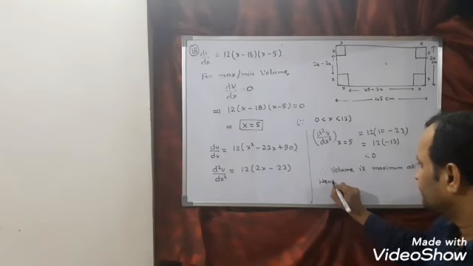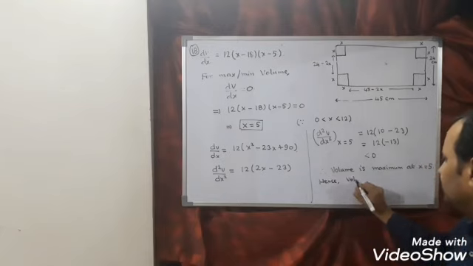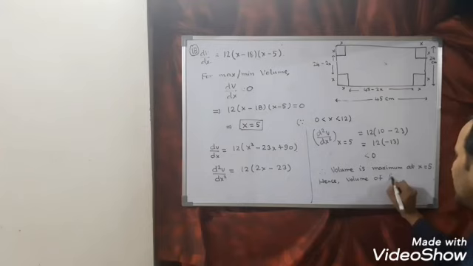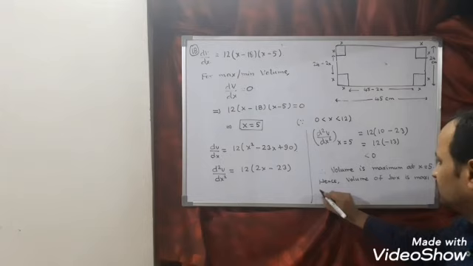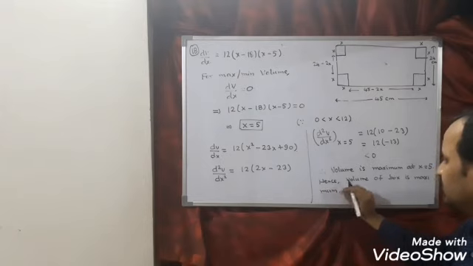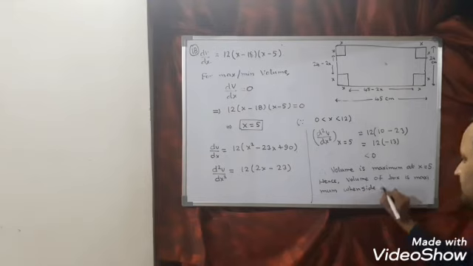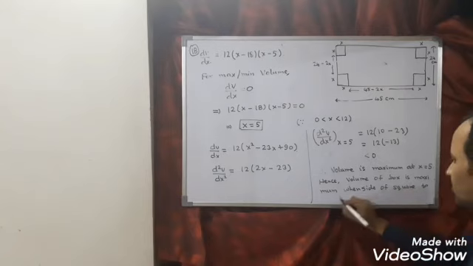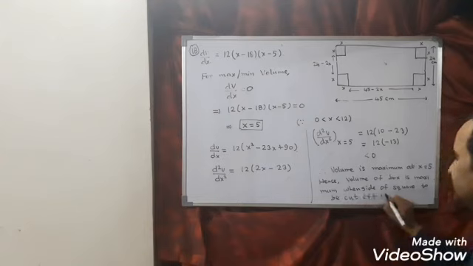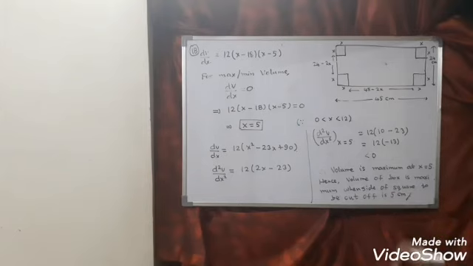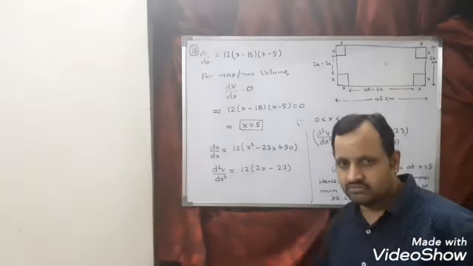So finally I can say, hence, volume of box is maximum when the side of square to be cut off is 5 centimeter. So this is the required solution.